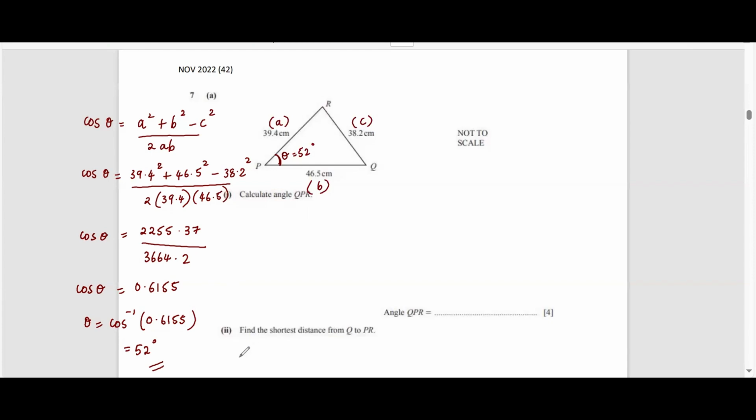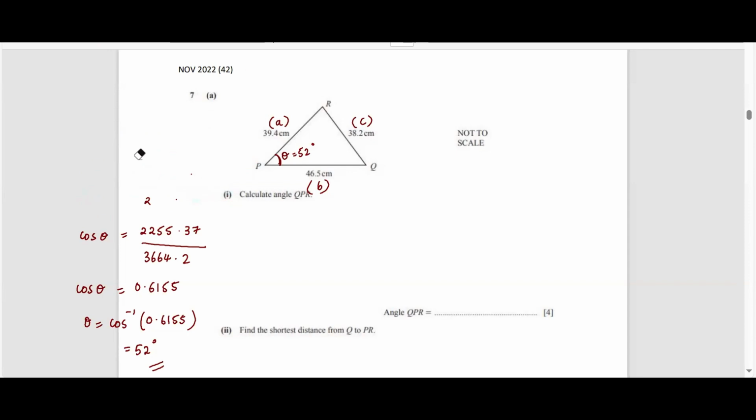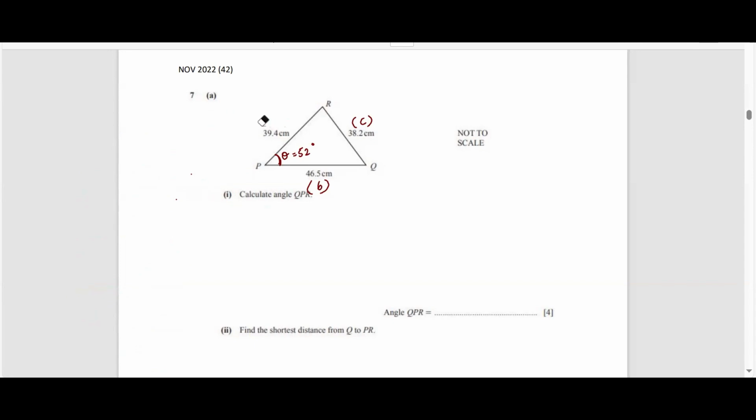Now, for the second subdivision, find the shortest distance from Q to PR. So to find the shortest distance from Q to PR, the shortest distance will always be the perpendicular distance. So what they are asking us to find out is, from Q to PR, this perpendicular distance. That is 90 degrees it should be.